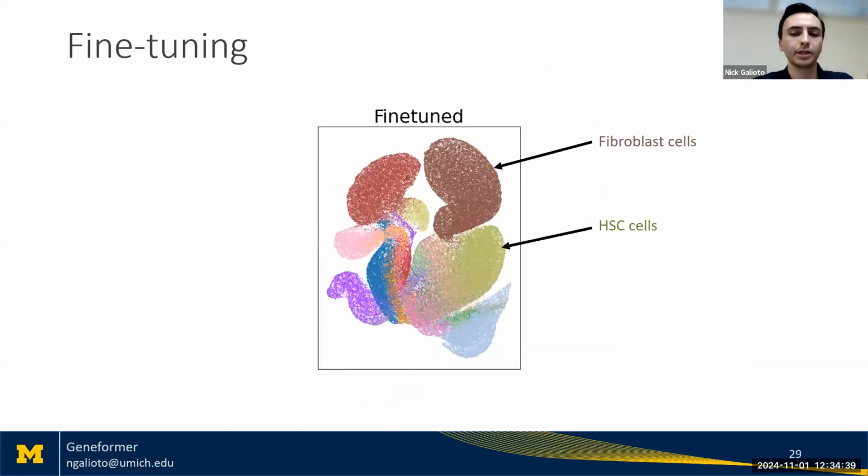And the two that we're going to be interested in here are the fibroblast cells and the hematopoietic stem cells, HSC cells. And these are right next to each other, so we feel that they should be good candidates for reprogramming, but also we know from literature that it is possible to reprogram fibroblast cells to HSC cells, so that's another reason why we choose these two specific cell types.